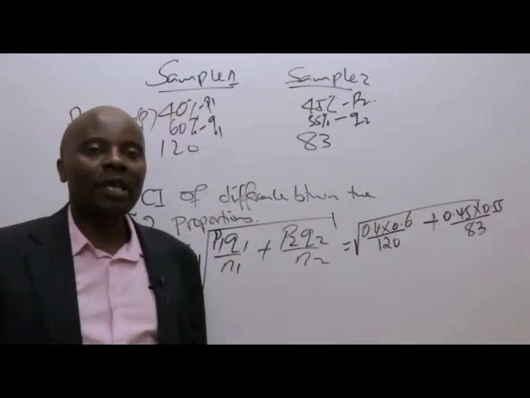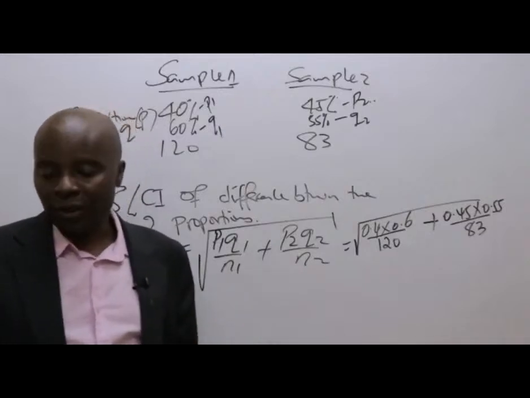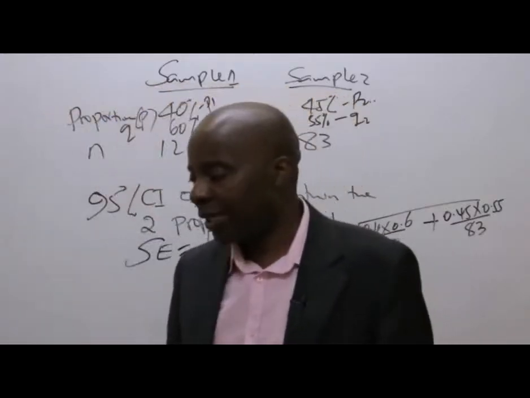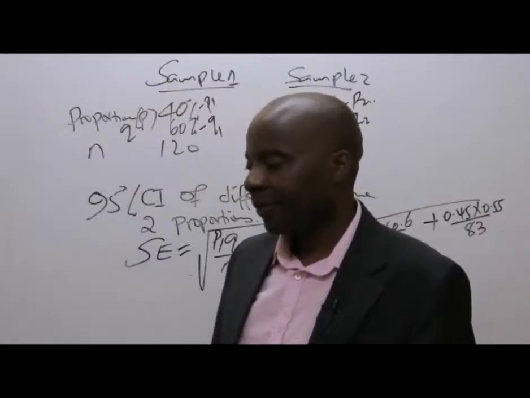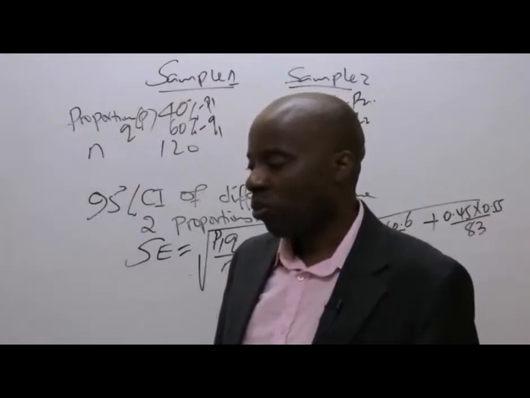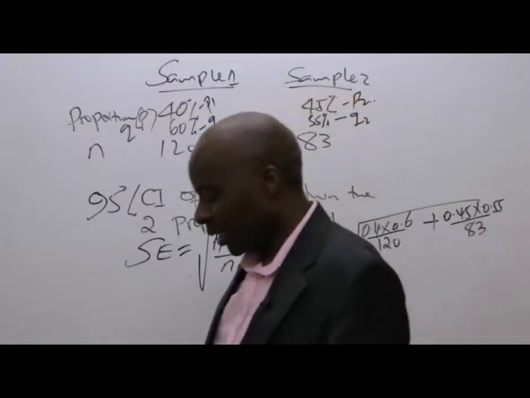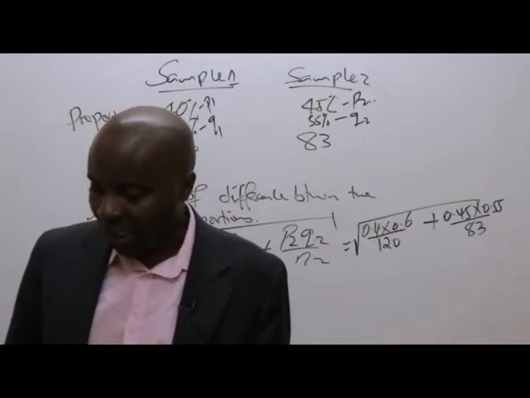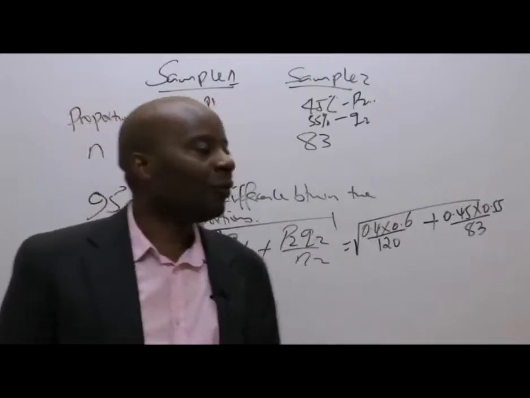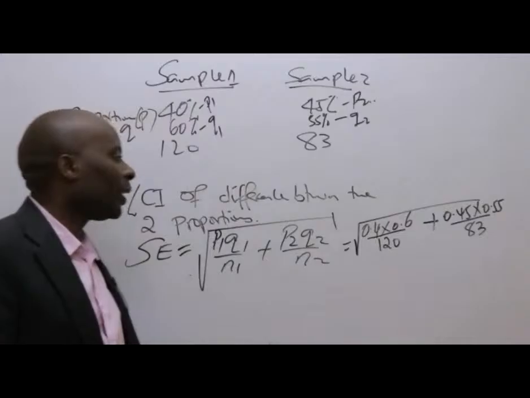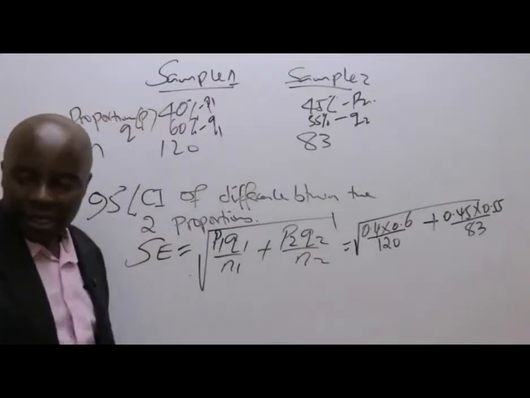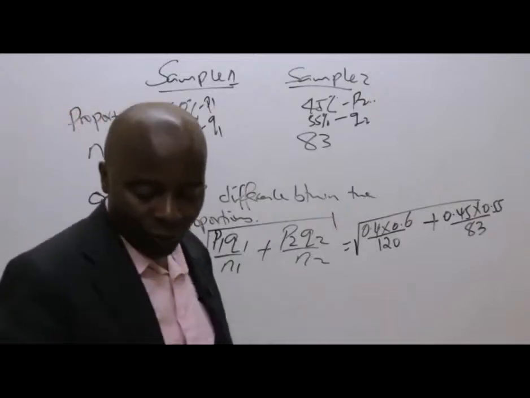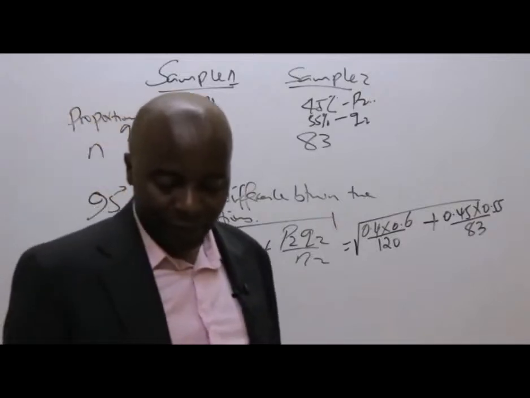Whatever you get, you say square root. What figure are we going to get? What figure shall we be getting as our standard error?